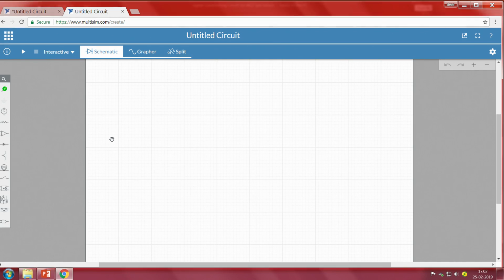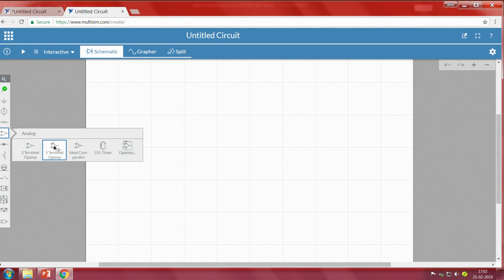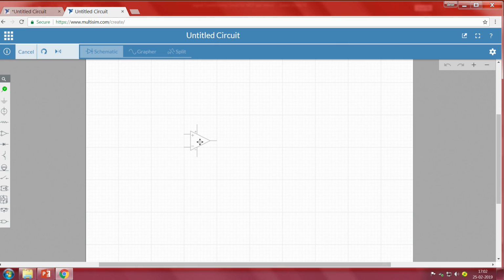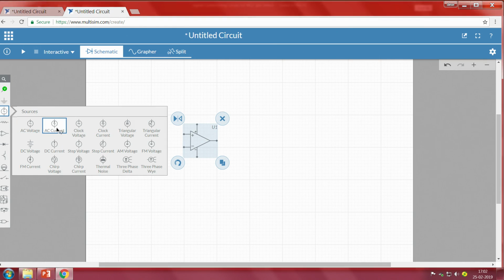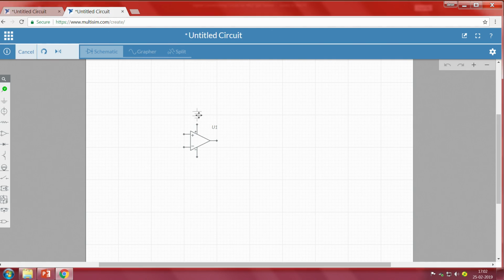Now let's simulate the signal conditioning circuit for the MQ-7 gas sensor. Initially, let me choose the 5-terminal op-amp and then connect the voltage source to the 2-terminal.